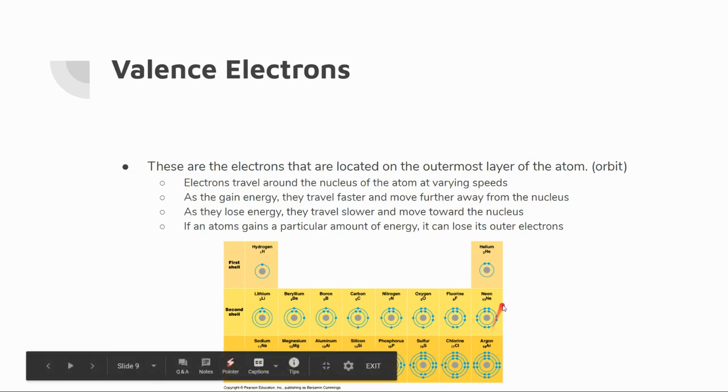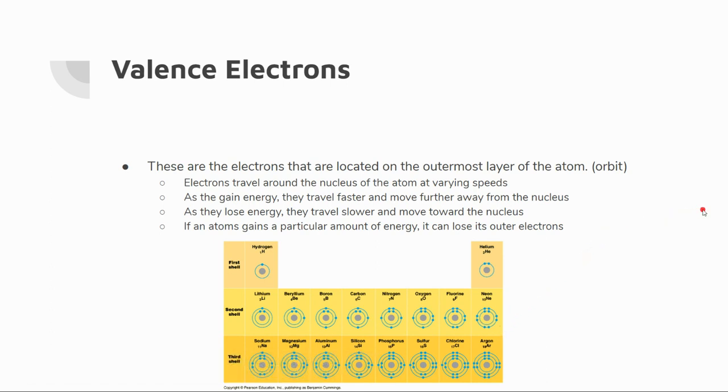Okay, these electrons are moving all around these orbitals. They don't stay in just the same pattern. Again, it bases all off of the amount of energy that an atom has.